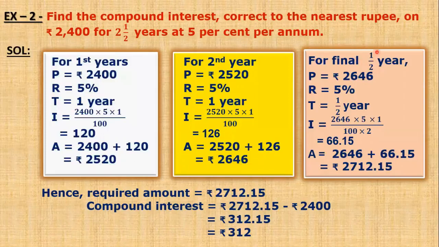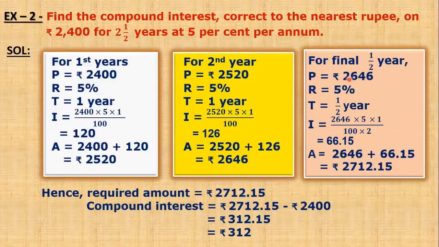Why we are taking here half year? Because the time was given as 2.5. So first year, second year, that means 2 years. Now half year is left. So next timing will be for final half year.